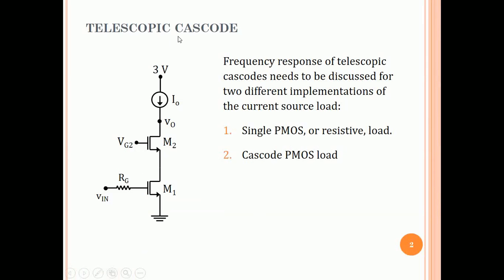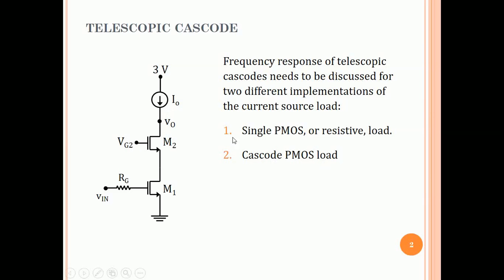Alright, so let's begin with a telescopic cascode. This is the first circuit we had looked at when we started looking at the telescopic cascode. We have two NMOS transistors. The first is a common source stage and the output is connected to a common gate stage. In this case, I've put a current source as the load. We need to study this circuit for frequency response for two different load configurations. One is a single PMOS or just a resistive load. The other is a cascode PMOS load.